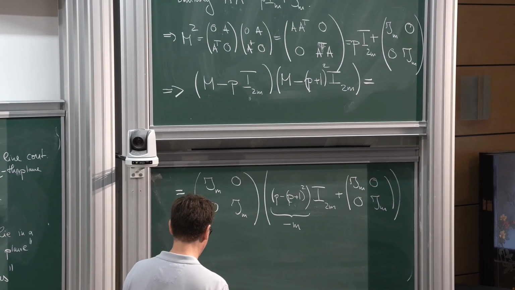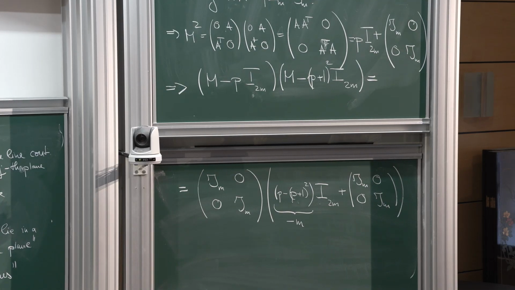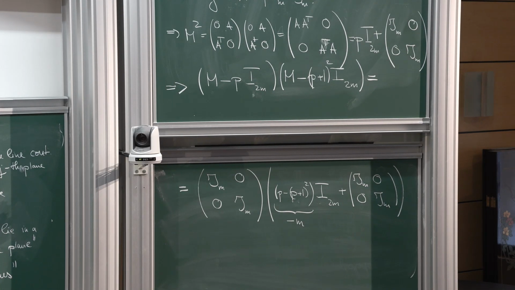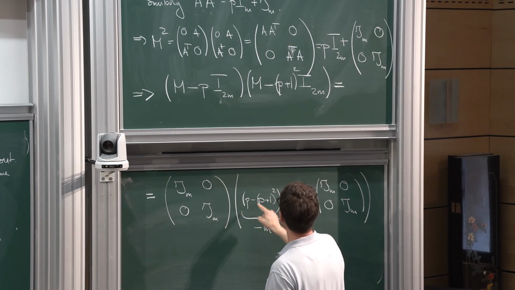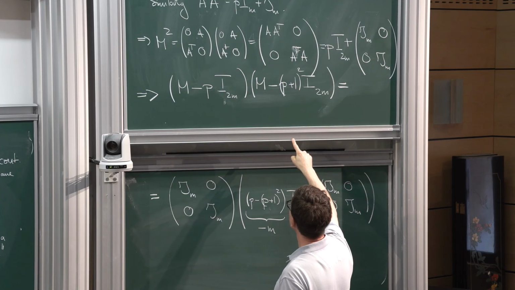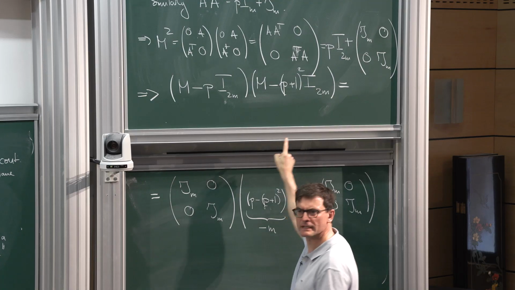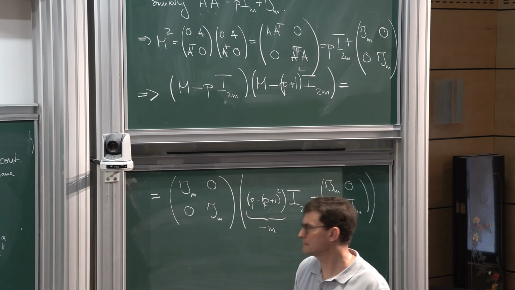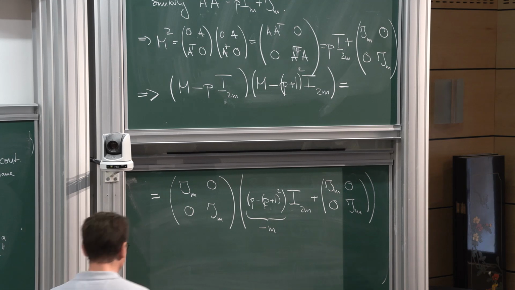Did you intend for p minus 1 squared instead of p plus 1 squared? Say again? Did you intend for p minus 1 squared instead of p plus 1 squared? You mean here or here? I thought it's correct. I think it's correct, right? Yeah.